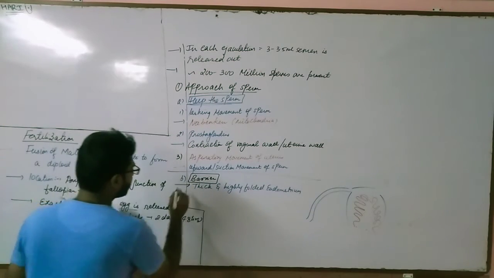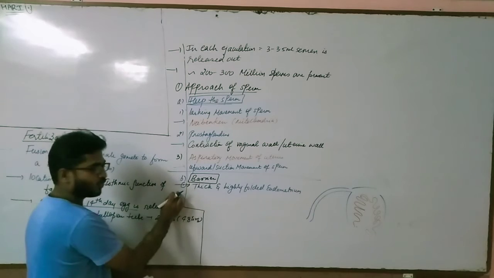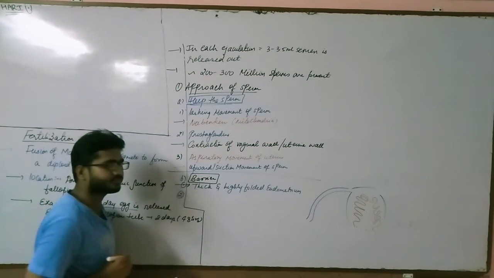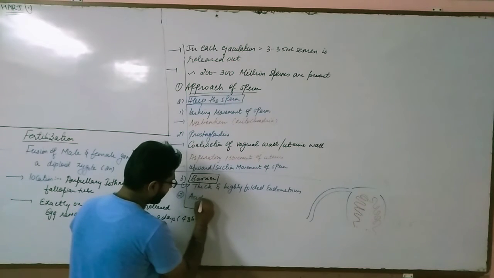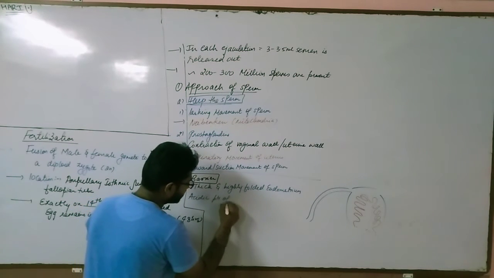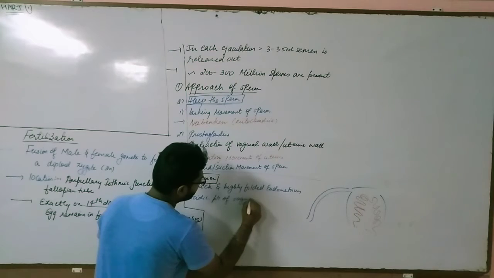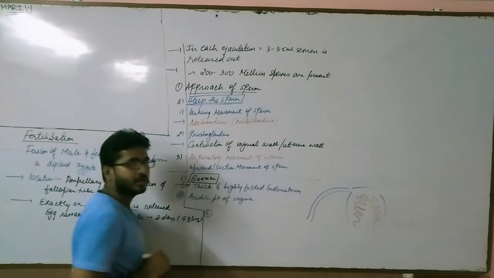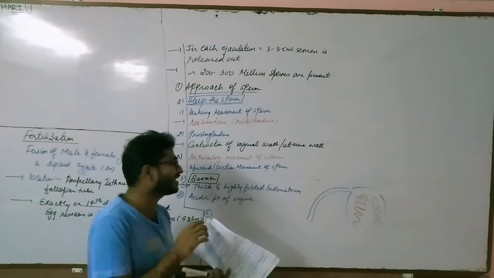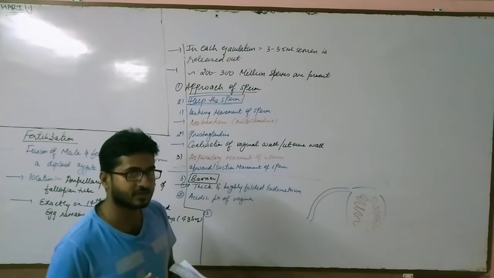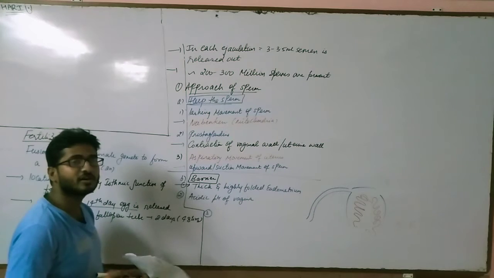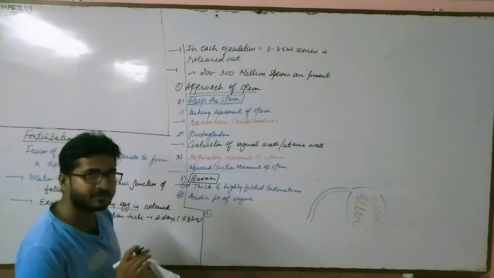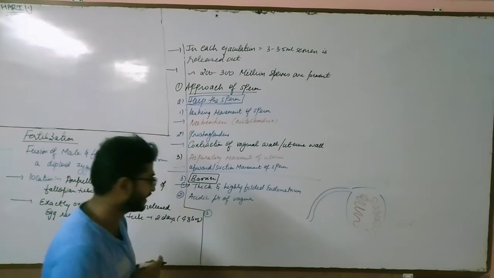The second important, see B2, is the acidic pH of the vagina. Sperms cannot remain alive in the acidic pH. So the acidic pH of the vagina kills the majority of the sperms, right? And the third is the phagocytic nature, that means the phagocytic cells of vagina.